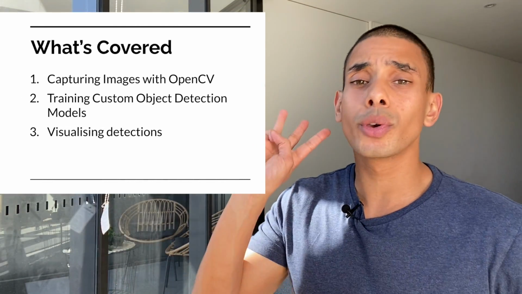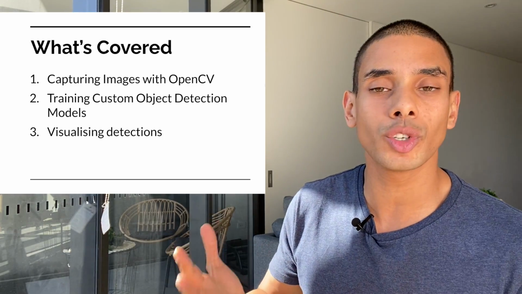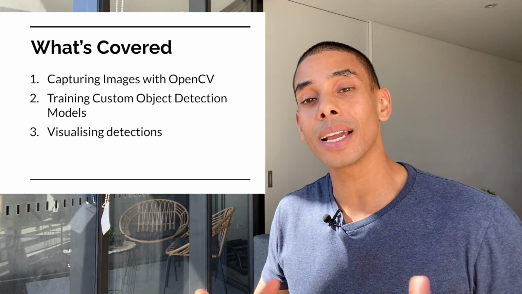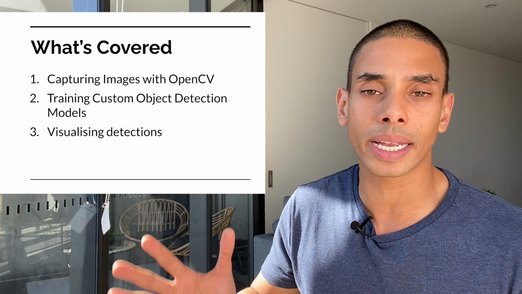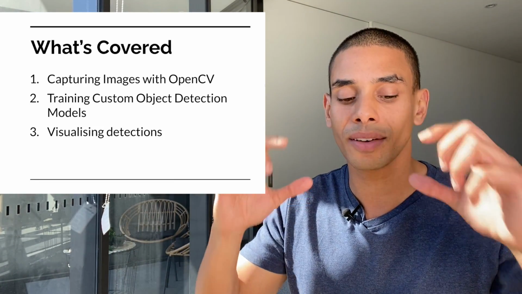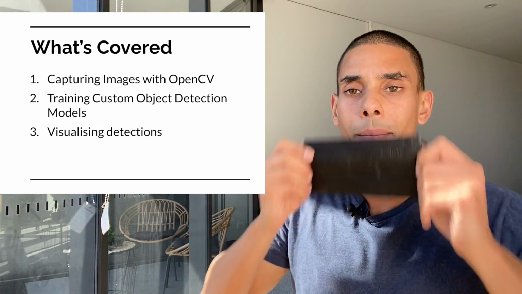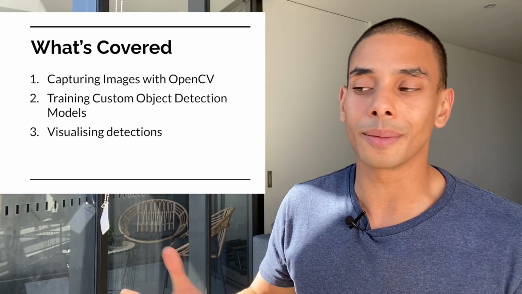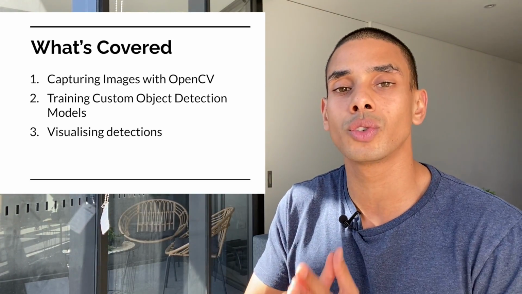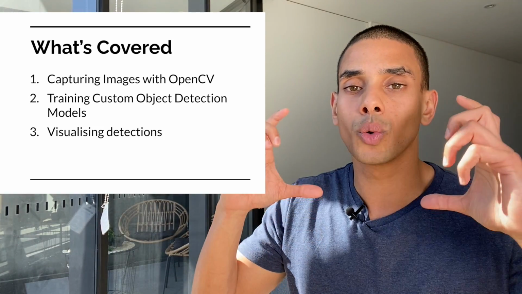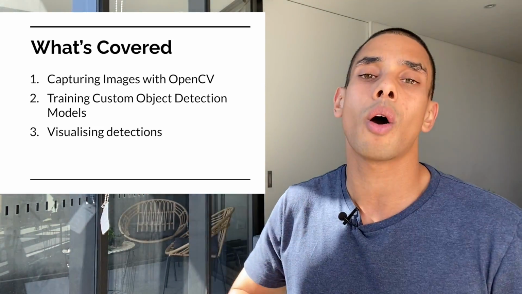We're going to be going through three key things today. Specifically, we're going to take a look at how we can capture images with OpenCV. We're then going to take a look at how we can train a custom object detection model using Watson visual recognition. This will allow us to detect different masks. In this case, we've got a white mask and we've also got a black mask using machine learning. And last but not least, we're going to take a look at how we can visualize these detections using Python and OpenCV. So we'll be able to take the result of our scoring request and visualize that on an image.